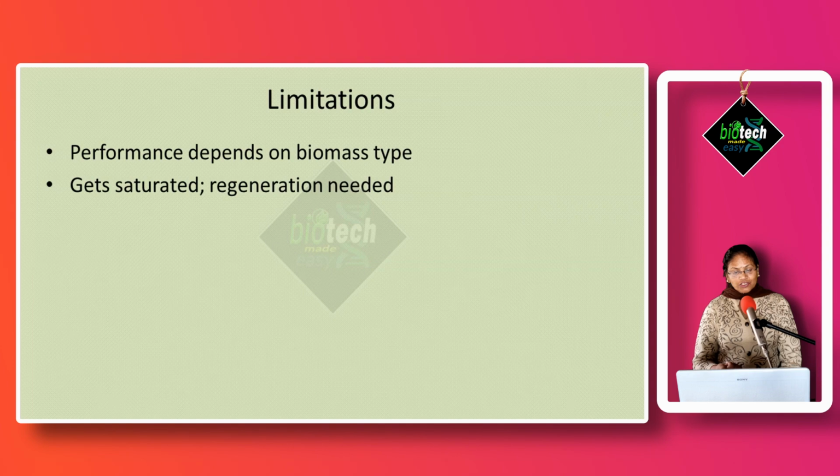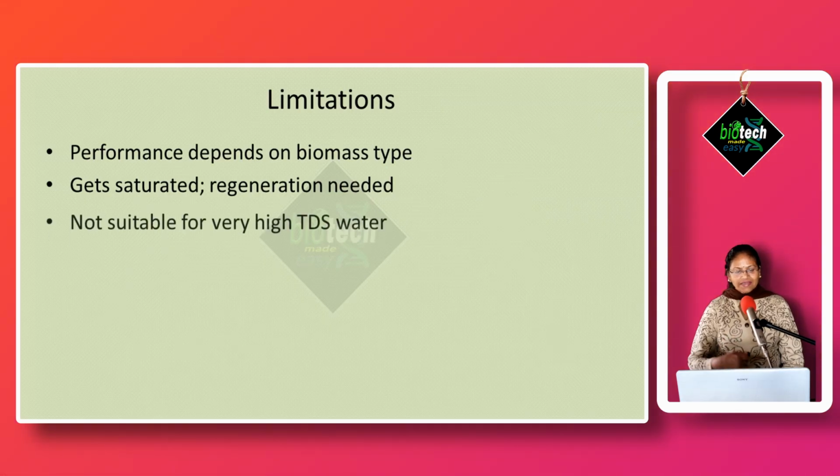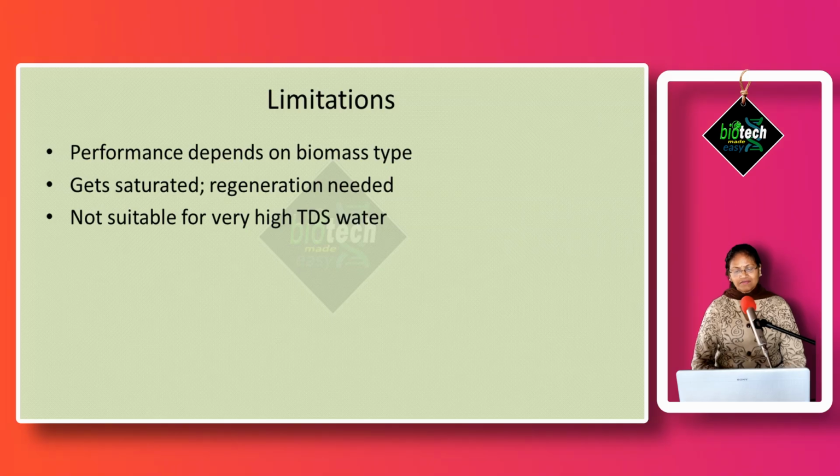It gets saturated and then the regeneration is needed. If you keep on using the same biochar for a long time, then the pollutants will be absorbed and the pores will be clogged and it will be saturated, and then you have to regenerate it, as we said, by washing and all. The next limitation is it is not suitable for very high turbidity water.